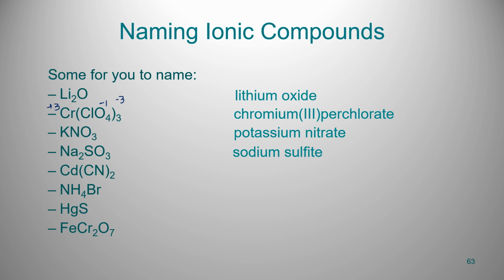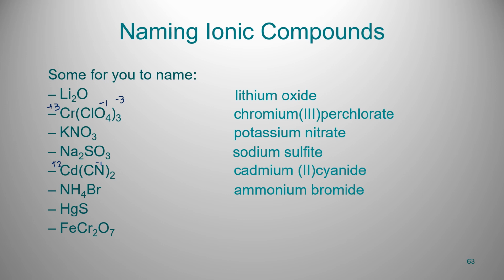Cadmium. Cadmium is in the transition metals, so we don't know what its charge is. We need to indicate its charge with a Roman numeral. CN is cyanide. Each cyanide is a -1. There's 2 of them, so cadmium has to be a +2. Cadmium 2 cyanide. Here's one with our positive. The Br is bromide, NH4 is ammonium. Ammonium is just what its name is, so ammonium bromide.